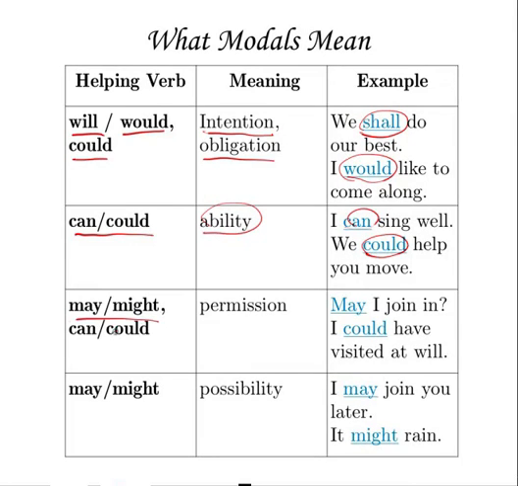If you say may or might, or some uses of can or could, you're talking about permission. May I join in? Do I have your permission to join in? I could have visited at will. I had permission. I have the right to visit.